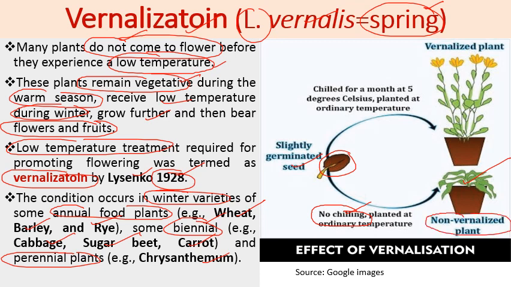If these plants are provided with a chilled temperature of 5 degrees Celsius for a month, and then planted at the ordinary temperature, they will produce flowers, and these plants are said to be vernalized plants, and this process is called vernalization.